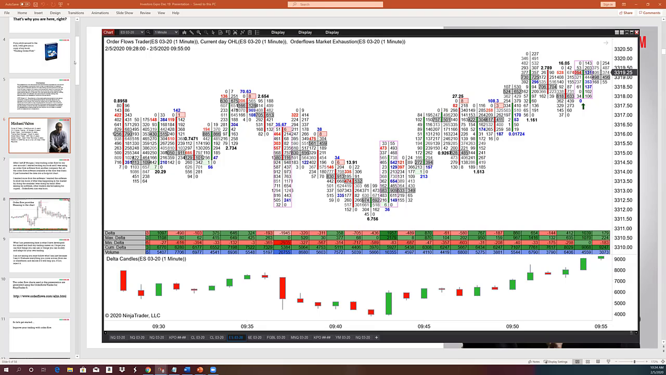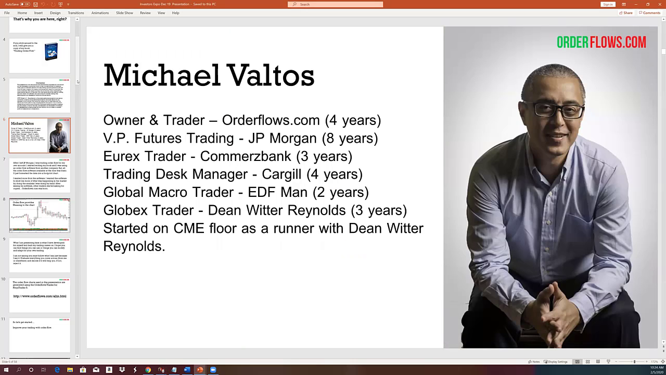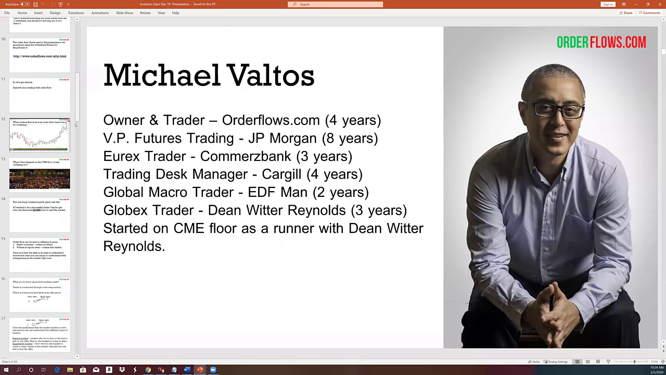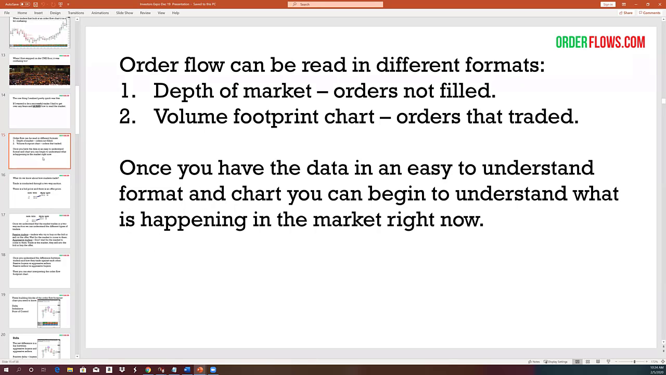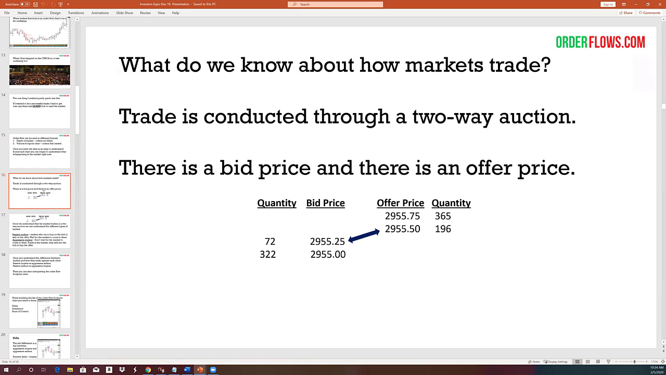Now, for those of you that again are really fresh to order flow, I'll just go over a couple of the basic concepts of order flow really quick. There is the way the markets trade. We all know this, right? It trades in a two-way auction. There's a bid and there's an offer price. So for example, 29.55 and a quarter is the bid, offered at 55 and a half.